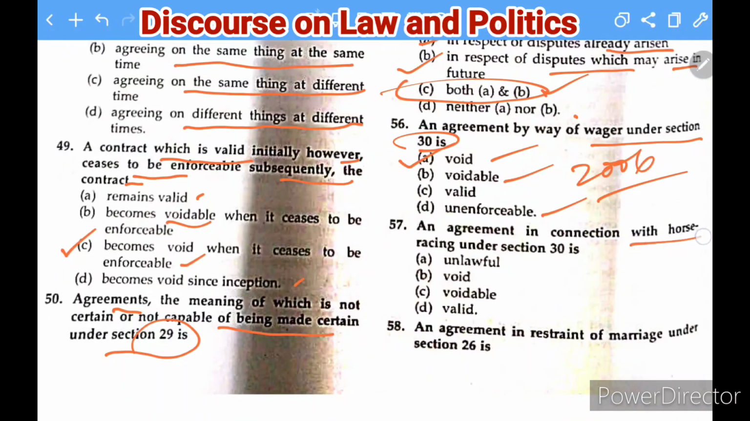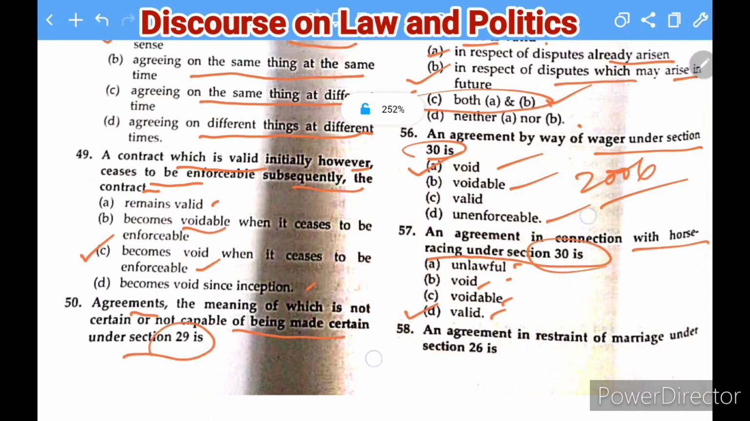An agreement in connection with horse racing under section 30 is whether it would be unlawful, void, voidable, or valid. So which is the right answer about horse racing? This is an exception and therefore it is a valid one.